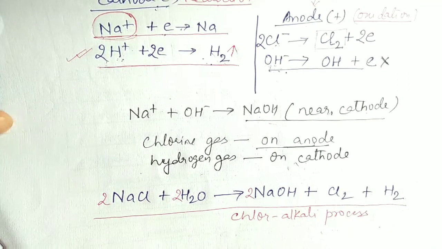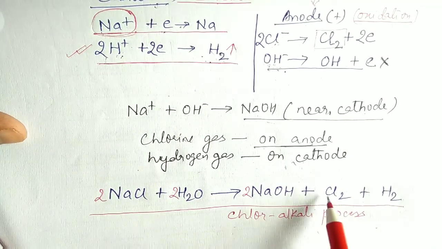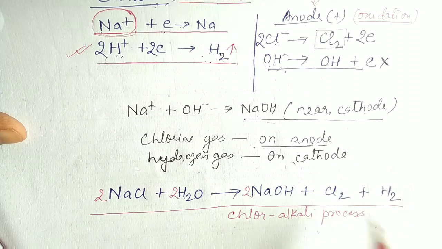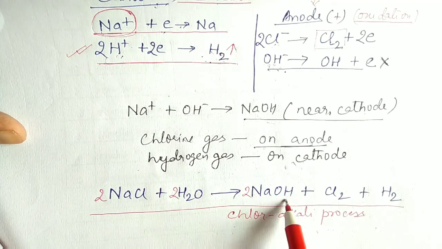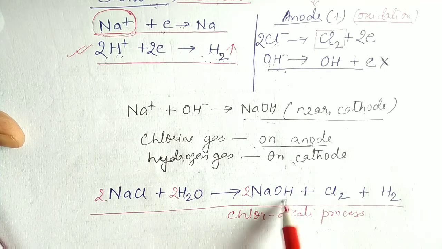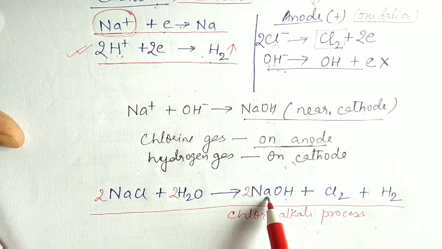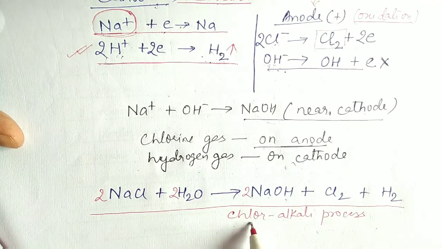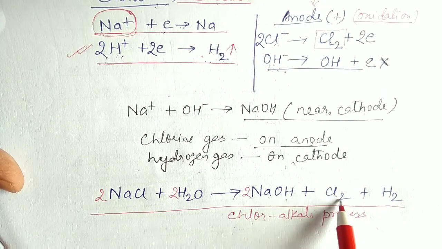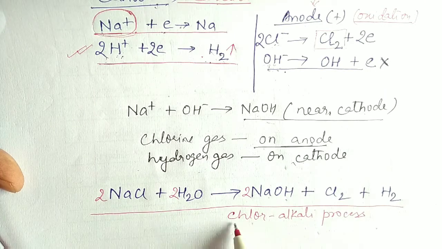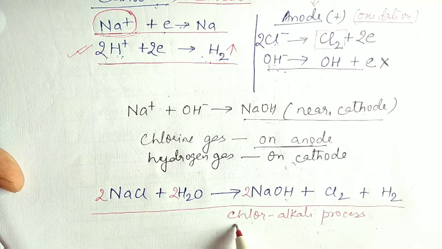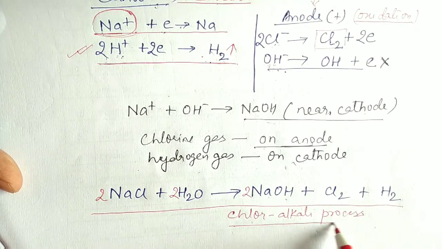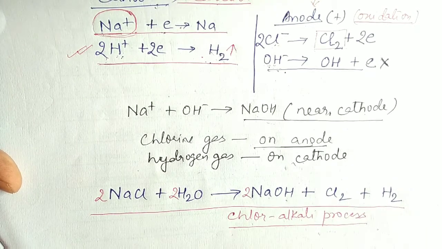Why is it called the chlor-alkali process? Chlor is coming from chlorine. Alkali is NaOH. You know what an alkali is: water soluble bases are known as alkali, and sodium hydroxide is a strong base and it is also water soluble. So the word alkali is used for sodium hydroxide over here. Chlor is derived from chlorine. So this process is known as the chlor-alkali process.